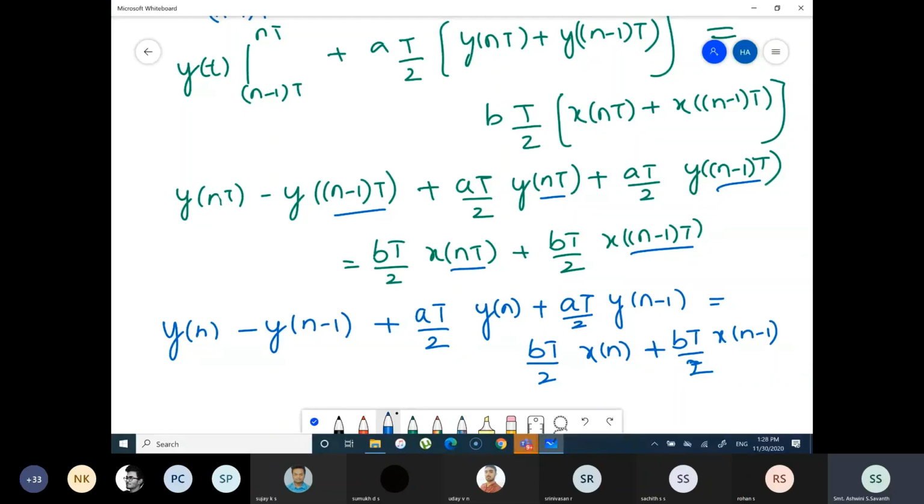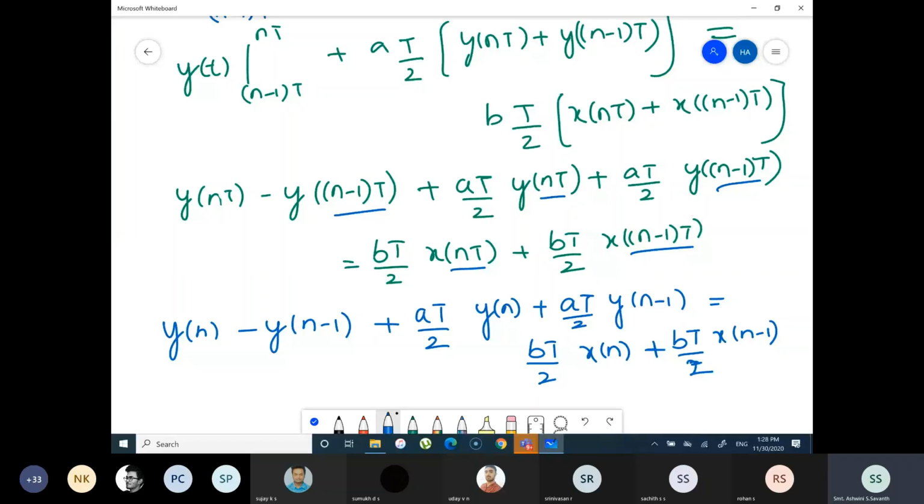So you see, we started off with an analog system, H of s, right? We wrote the differential equation in terms of dy of t by dt. Now what have we got? We have derived a difference equation from the differential equation. So this is one way of converting an analog system to a digital system.